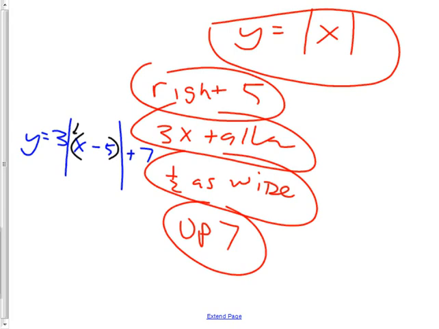But if I want it to be 1/2 as wide, do I put a 1/2 there? No, because it's counterintuitive on the inside. So I'd put a 2 right there. Squeeze in a 2 in front of that parenthesis. So I'll write the final answer cleaner here: 3 times the absolute value of (2x minus 5), plus 7. That would do everything I asked for.